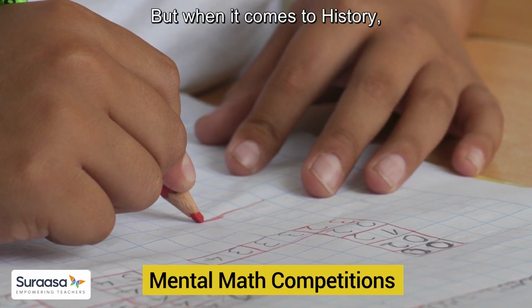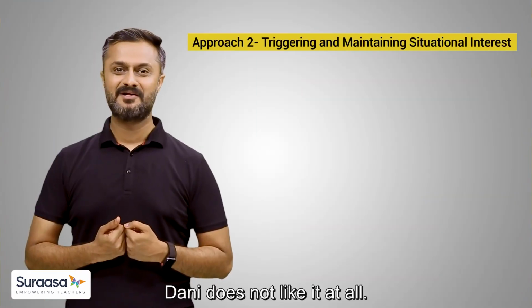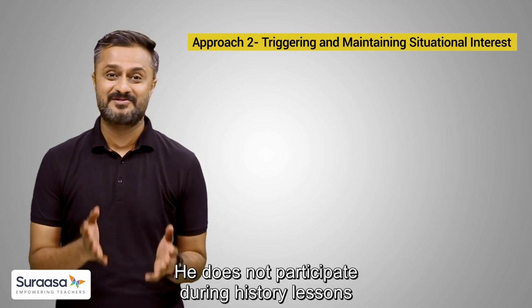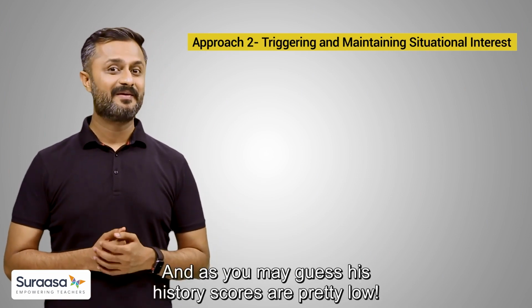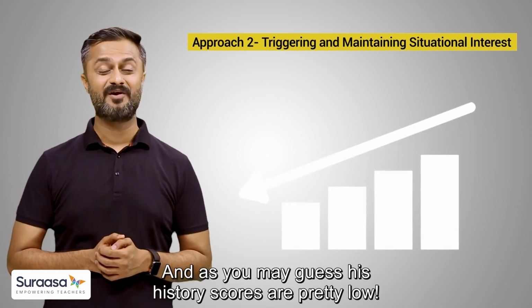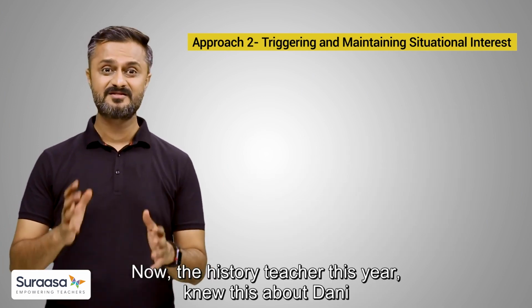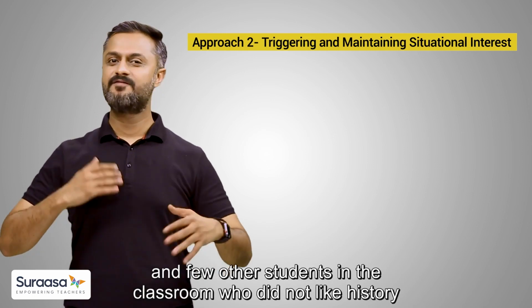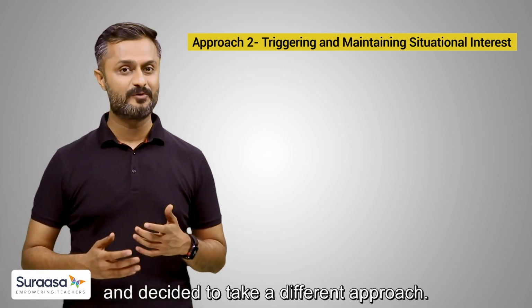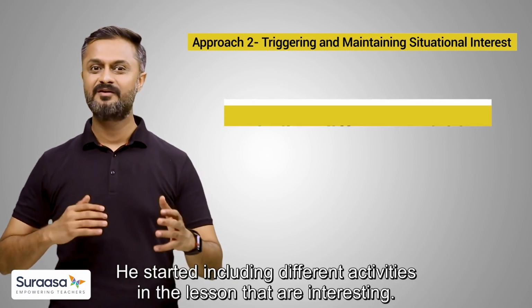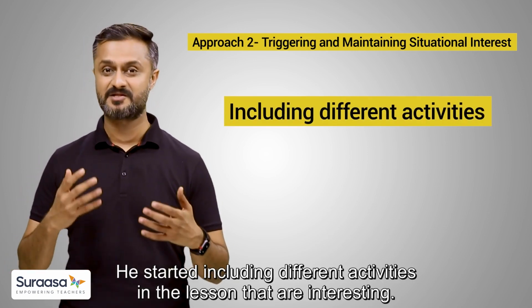But when it comes to history, Danny does not like it at all. He does not participate during history lessons and does not prepare for the exams. And as you may guess, his history scores are pretty low. Now, the history teacher this year knew this about Danny and a few other students in the classroom who did not like history and decided to take a different approach. He started including different activities in the lesson that are interesting.